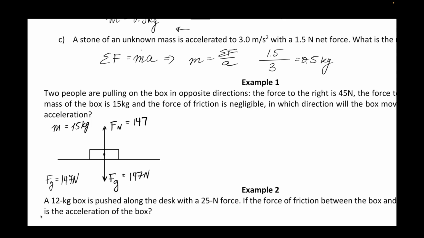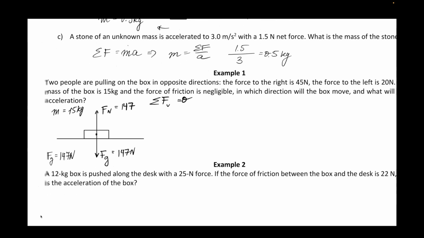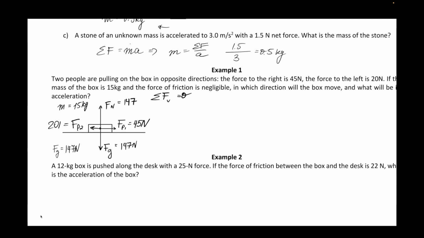So vertically, I can say net force vertical equals 0. They're balanced out, so our box is not going to be accelerating up or down. We have a 45 newton force to the right and a 20 newton force to the left. So what is our net force in this x direction? That will be 45 minus 20. That is 25 newtons, and it's going to the right.